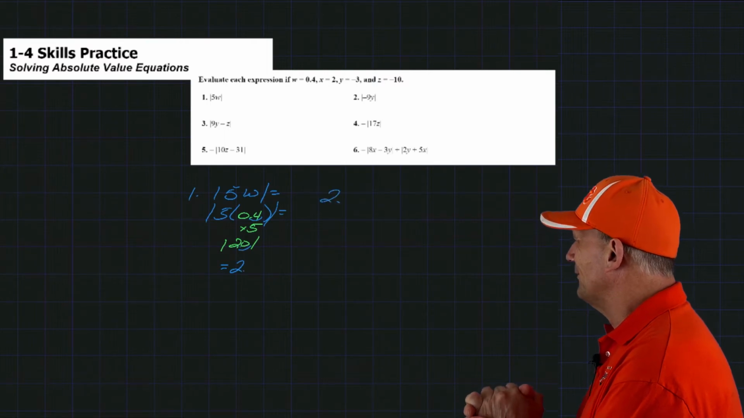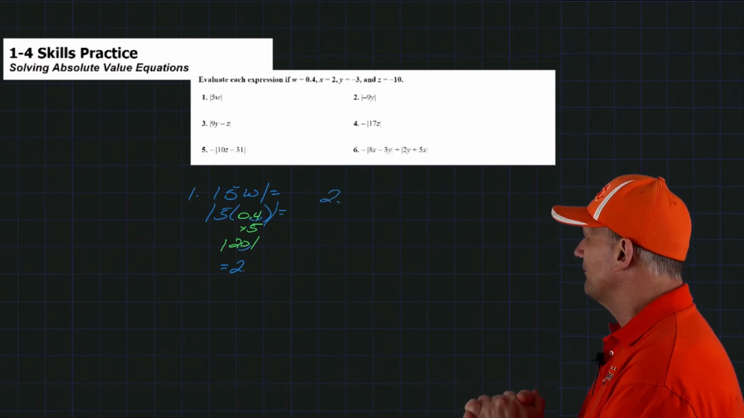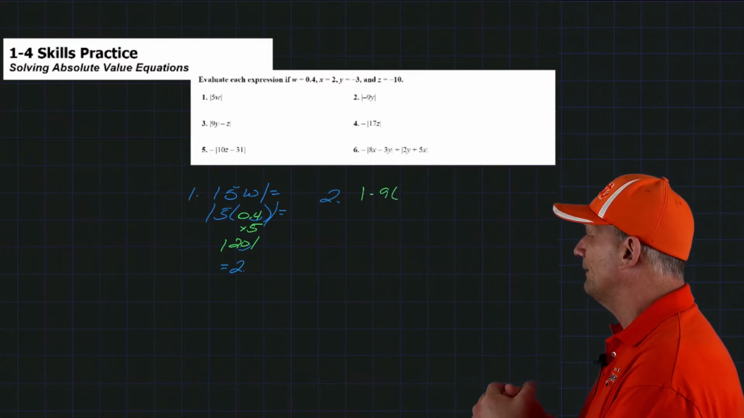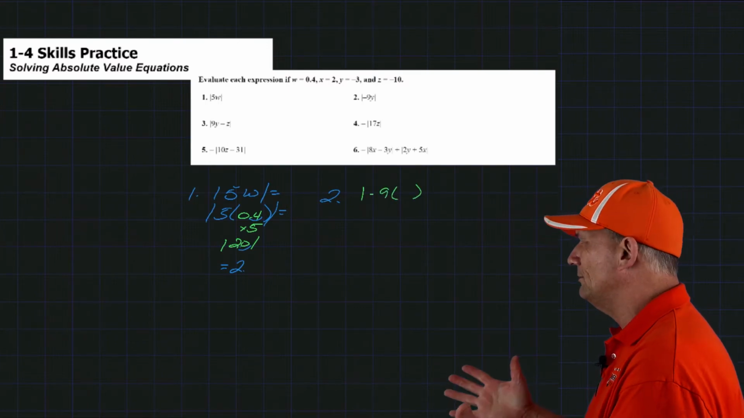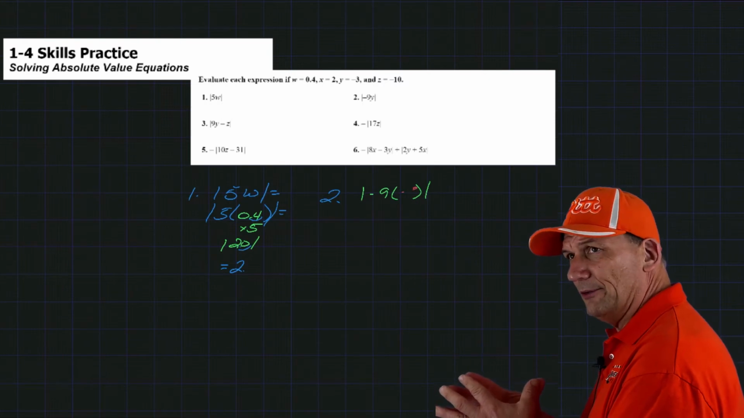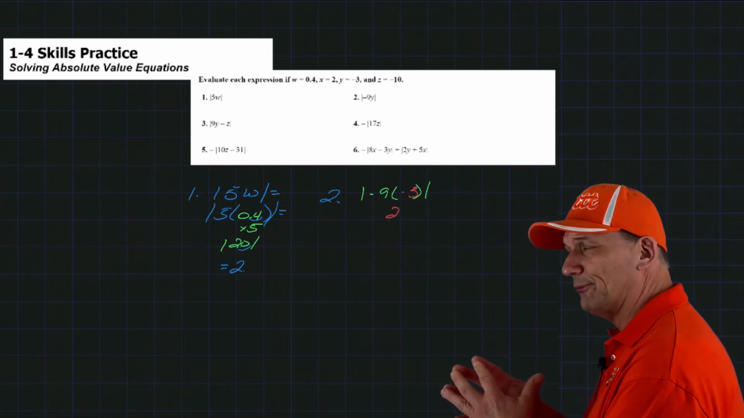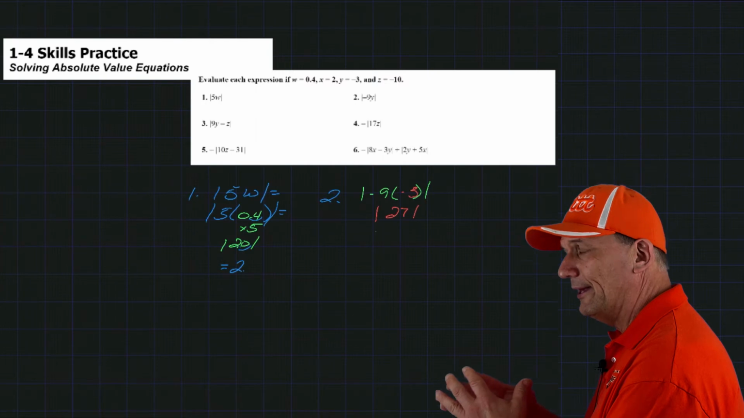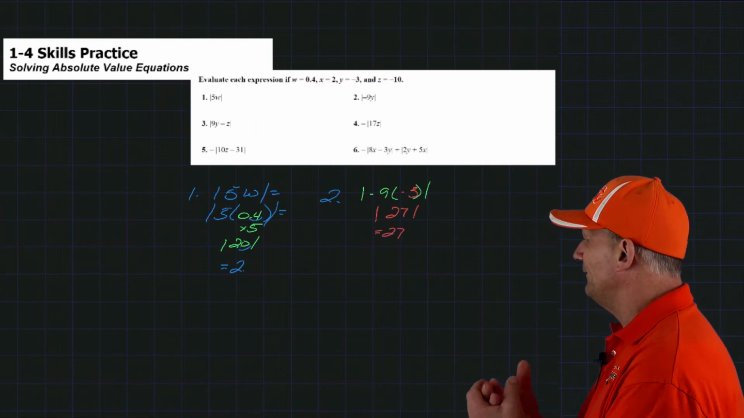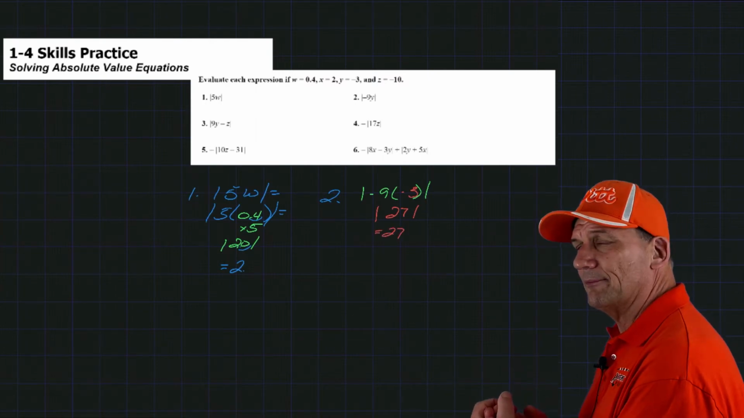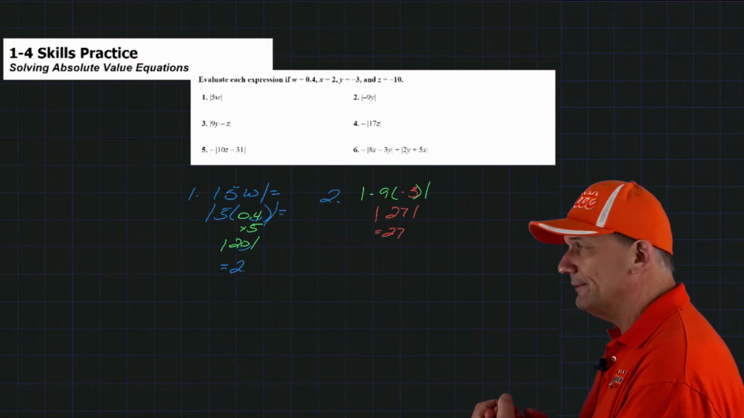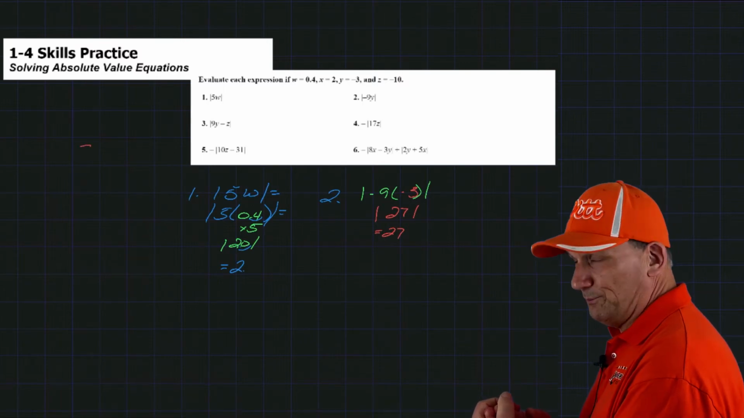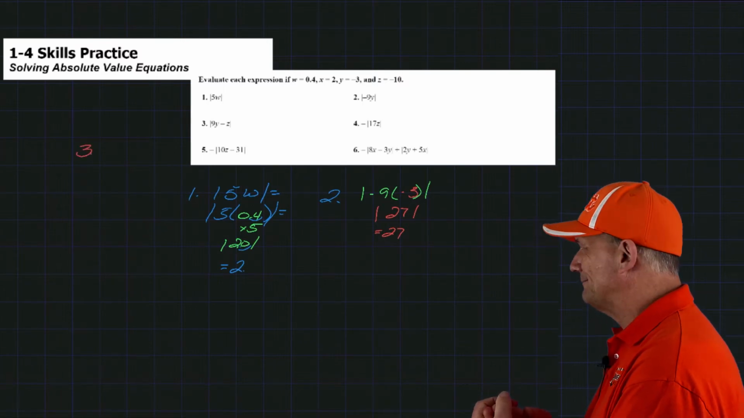So here we go, number 2. Negative 9, right? So you're probably going to come up with a negative answer. But when it comes to absolute value, if it's negative inside the parentheses, inside the brackets, it's going to be positive. But in this case, we got negative 9 times negative 3. It's positive 27. And the absolute value of positive 27 is 27.